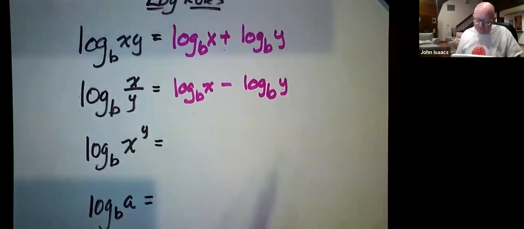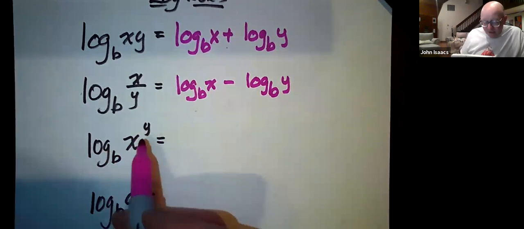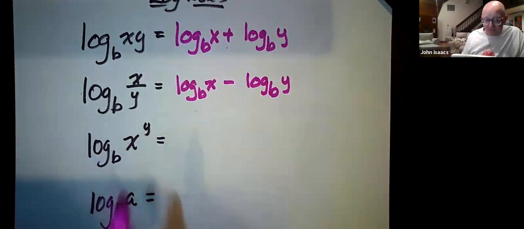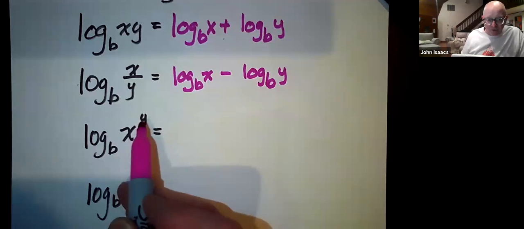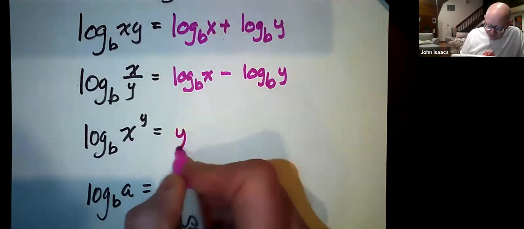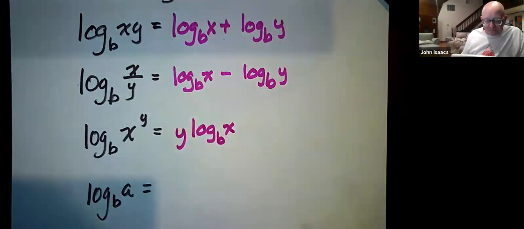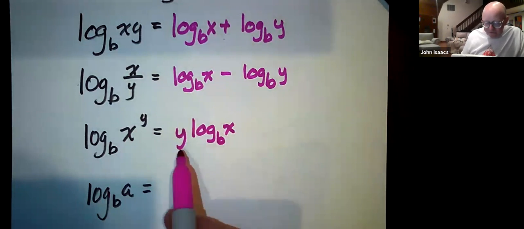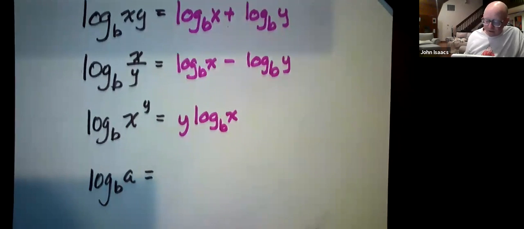Now, this is a fun one. When log base b of x is raised to a power, x is raised to a power, not the whole function, there's no parentheses here. This rule does not work with parentheses in this situation. It's just the argument x that's raised to a power. This can be re-expressed as y times log base b of x. So the exponent of the argument can be pulled out in front as a coefficient. All right, that's another rule.